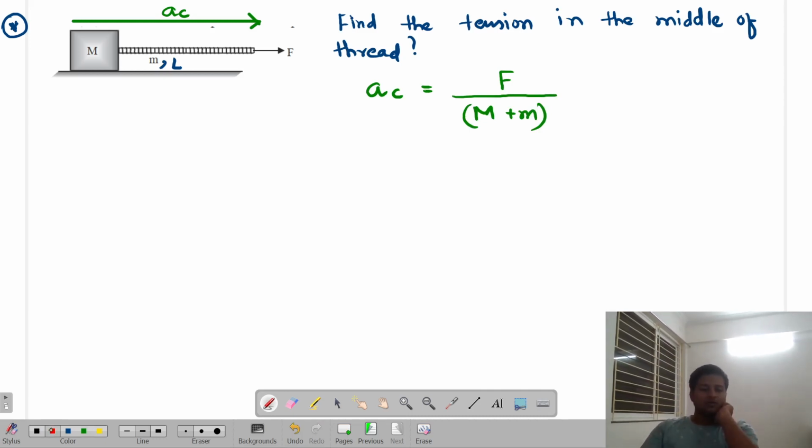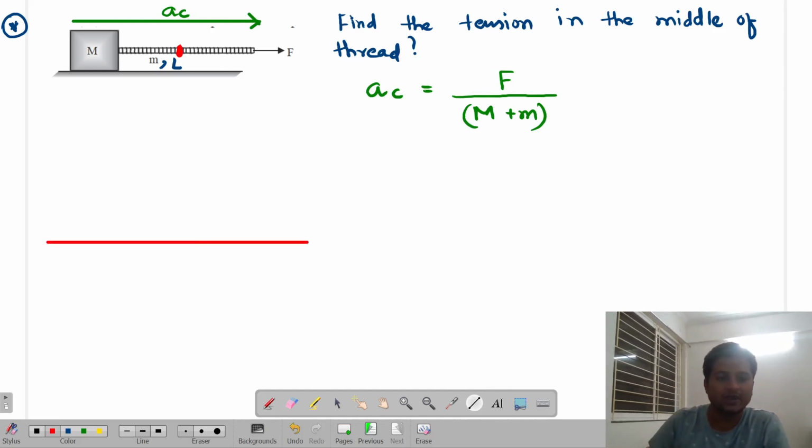Now, I want to ask you find the tension in the middle of the thread, isn't it? So how you are going to do? Look over here. Basically, then if I ask you from anywhere now, then you just do two things. First, take the block, attach the remaining part, which will be attached with the block.